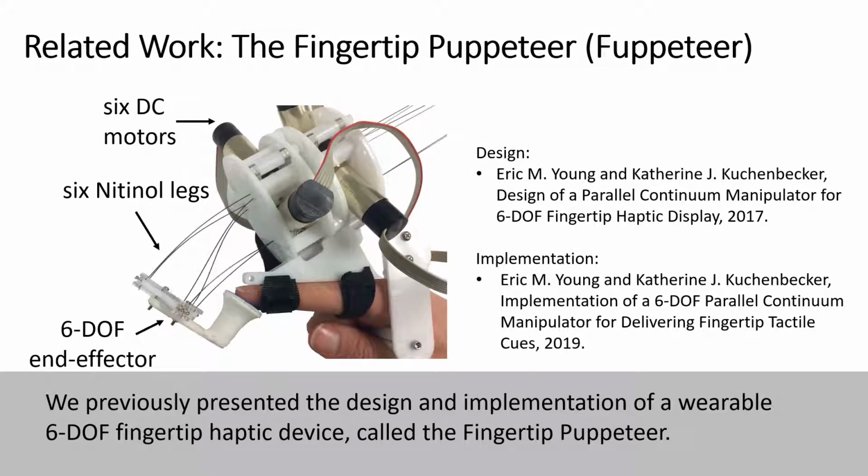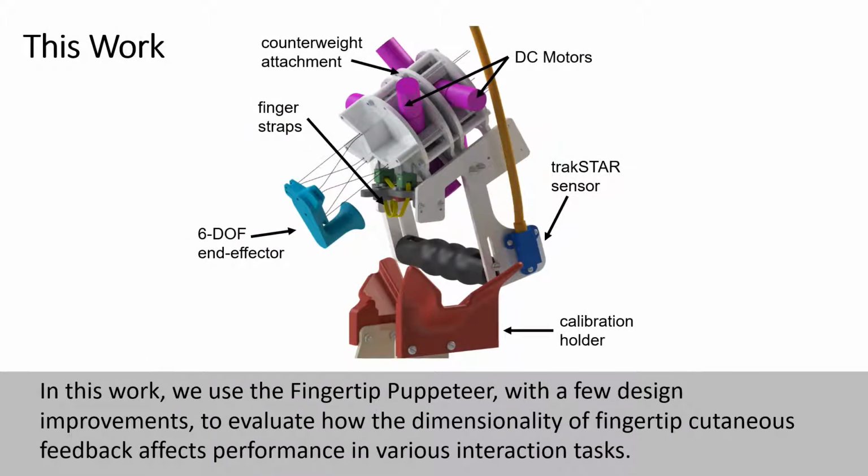We previously presented the design and implementation of a wearable 6-DoF fingertip haptic device called the Fingertip Puppeteer. In this work, we used the Fingertip Puppeteer, with a few design improvements, to evaluate how the dimensionality of fingertip cutaneous feedback affects performance in various interaction tasks.